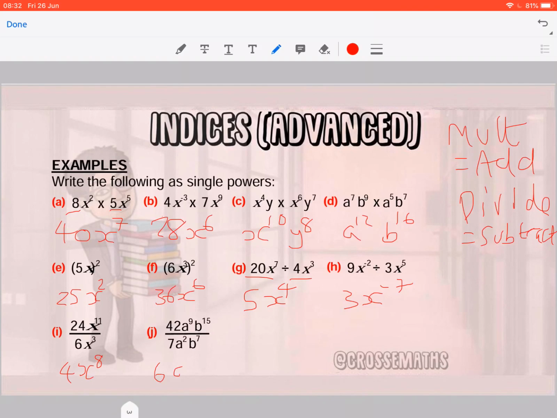A9 and A2 gives me a to the power of 7. B15 and B7 gives me b to the power of 8, sorry. So should be super straightforward.